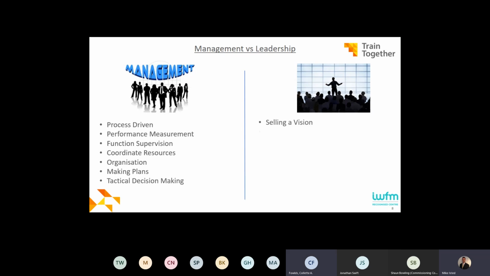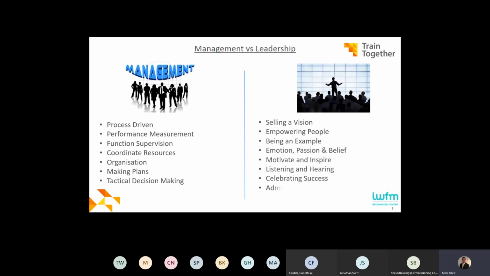Okay, well, what about leadership then? Some of you described it pretty well at the beginning. It's about selling a vision, empowering people. It's about emotion, passion, and belief. Just because that word emotion exists doesn't mean a leader is going around like some sort of passive snowflake wallflower. That is not what leadership is all about. But leadership is about making sure that people know that you are passionate about a product or the service.